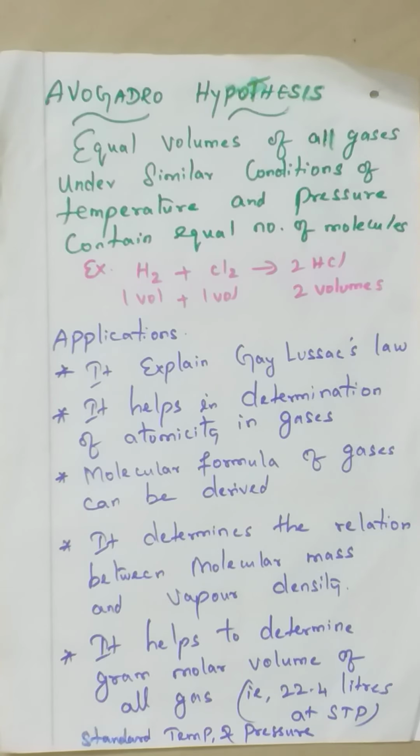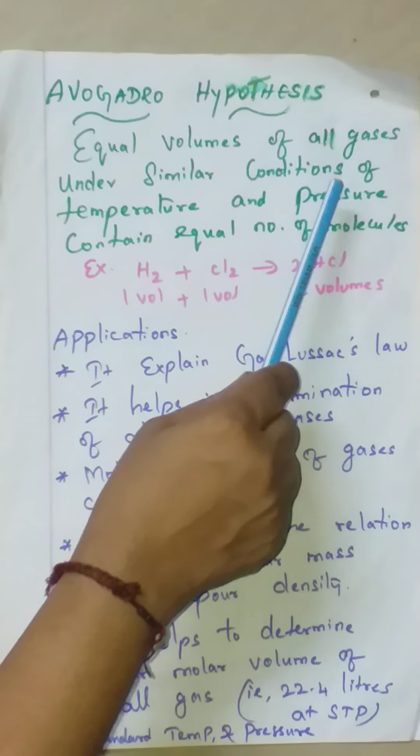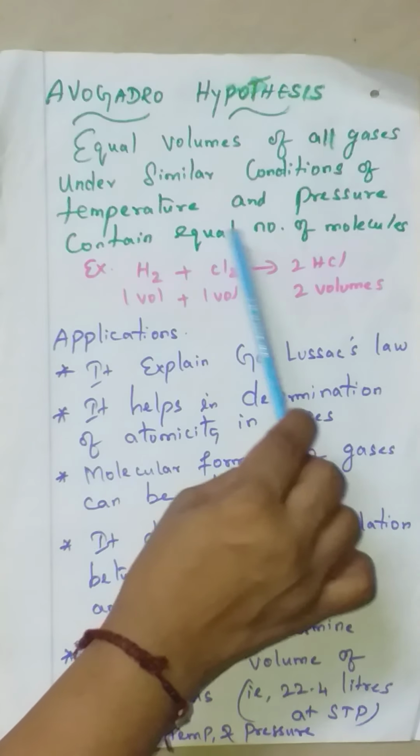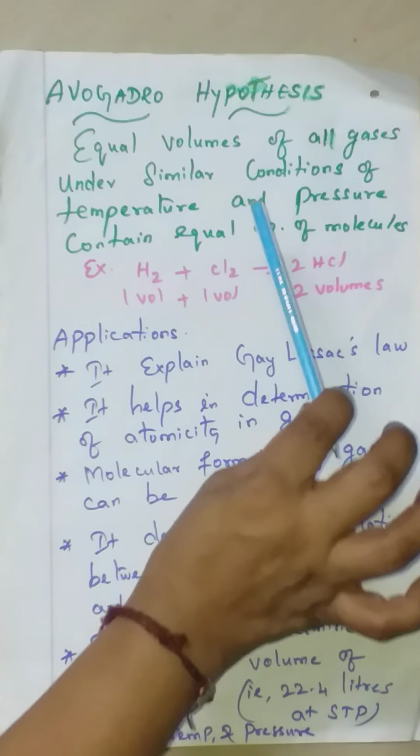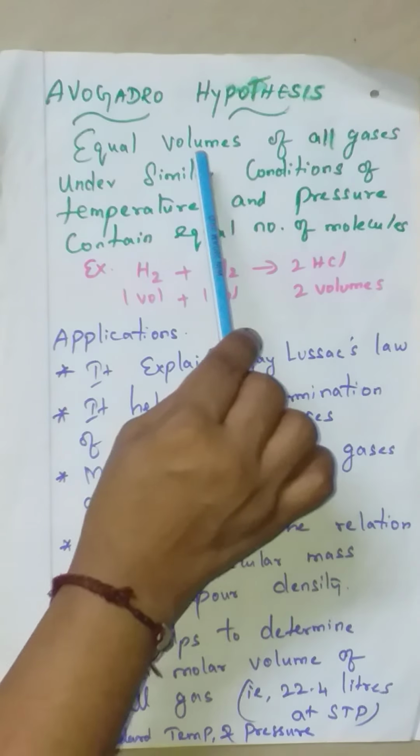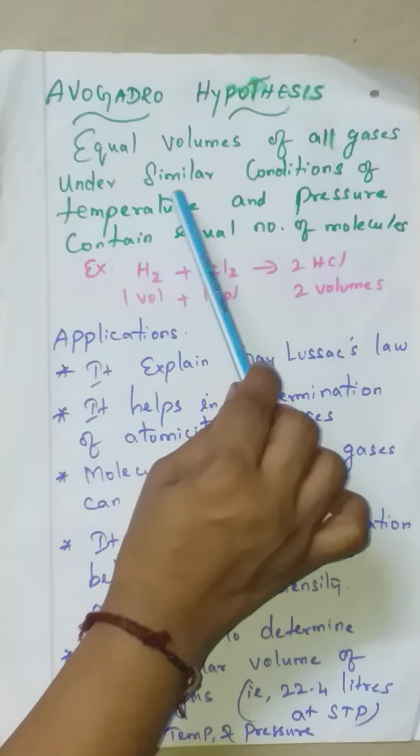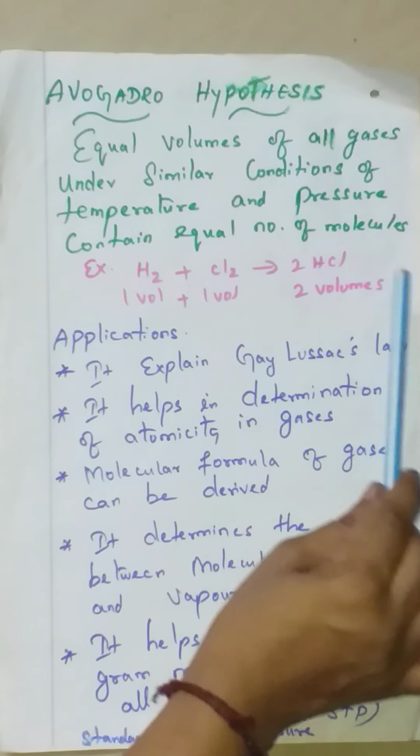This is explained by the scientist called Avogadro. So once again I explain the statement, the hypothesis or the law. Equal volumes of all gases, see, here also equal number of molecules, in between what? Similar conditions of temperature and pressure. Very easy to memorize the definition: equal volumes of all gases under similar conditions of temperature and pressure contain equal number of molecules.